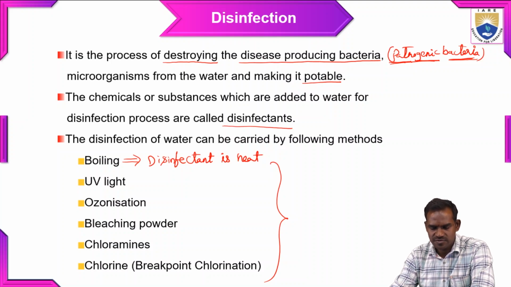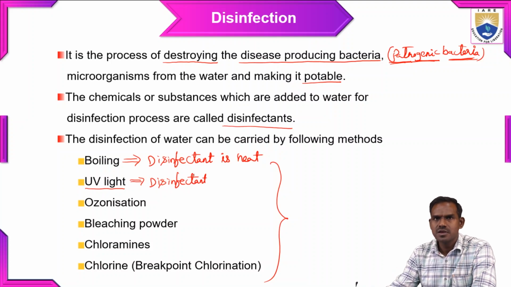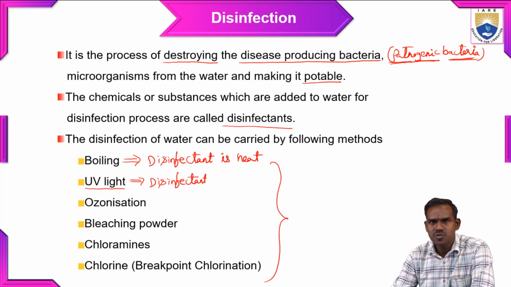The next technique for disinfection is using UV light. In this case, UV light itself is the disinfectant. When UV light is passed through water containing microorganisms, those microorganisms which respond to UV light can be destroyed. Definitely they will respond to UV light and they will be killed by UV light. So UV light will act as a disinfectant.